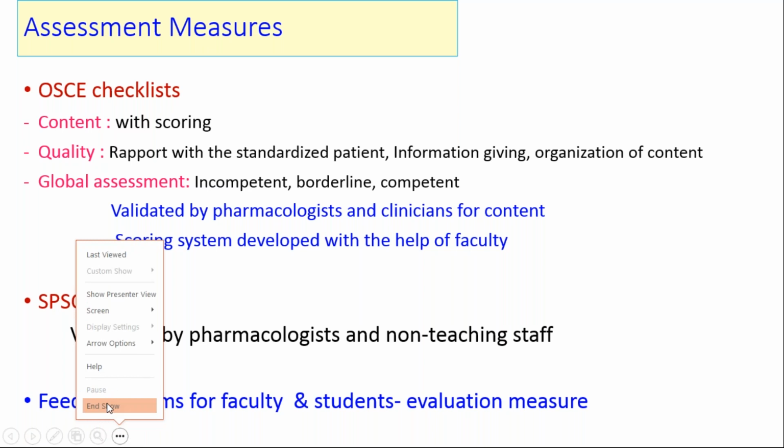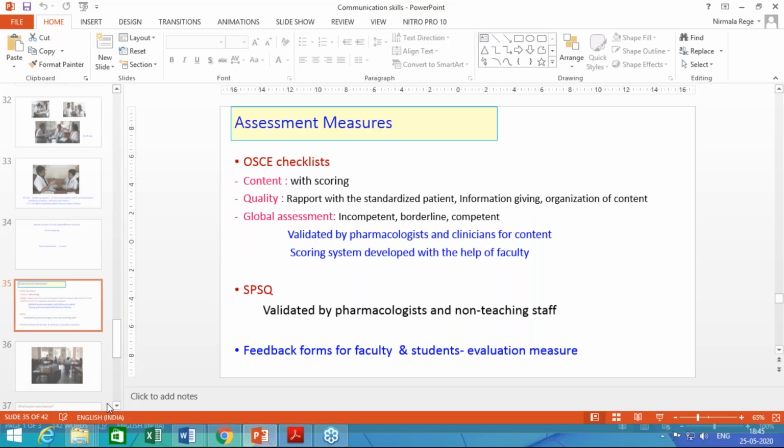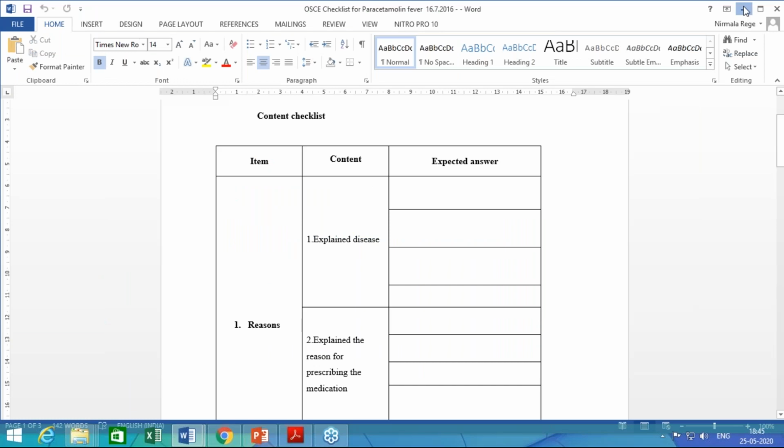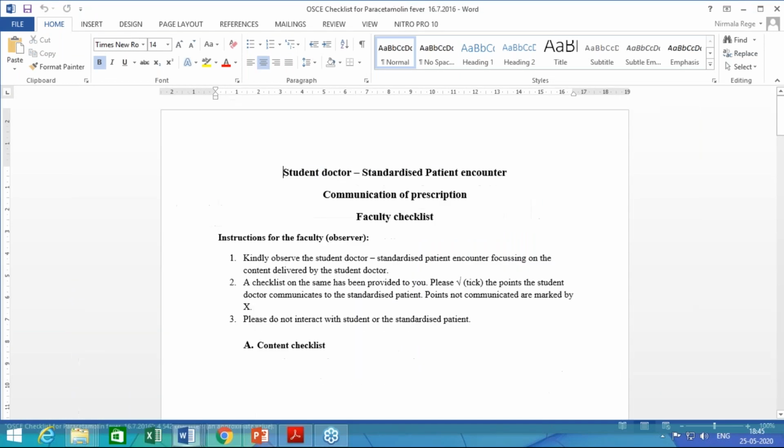So I will show you this checklist. This was the earlier one, which goes to the student, but the second one has some instructions to the faculty who will be observing in that assessment. So you observe this student doctor standardized patient encounter, focusing on the content. A checklist is provided, and we ask them just to put a tick mark on the point the student doctor communicates, and not to interact with the student or the standardized patient.